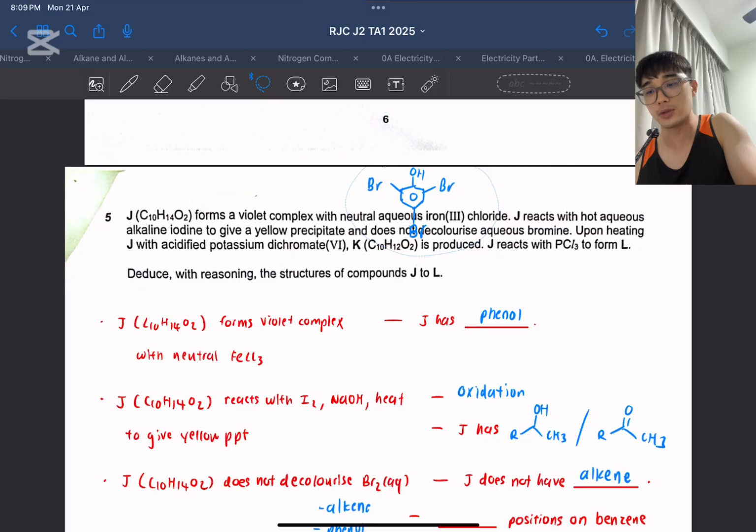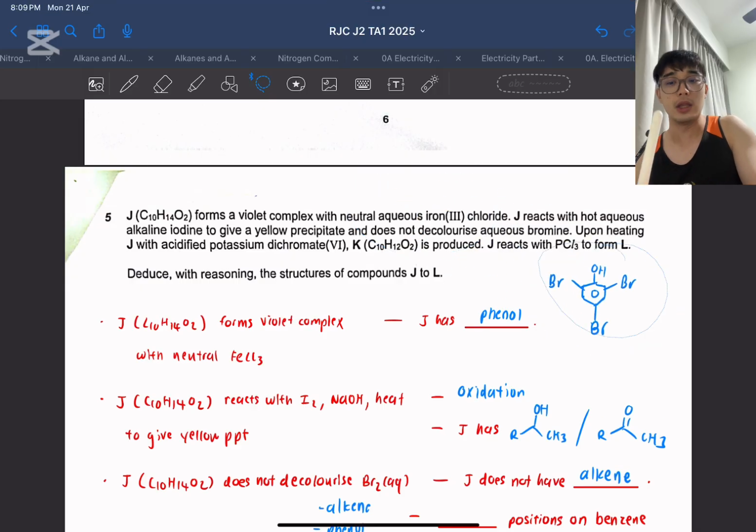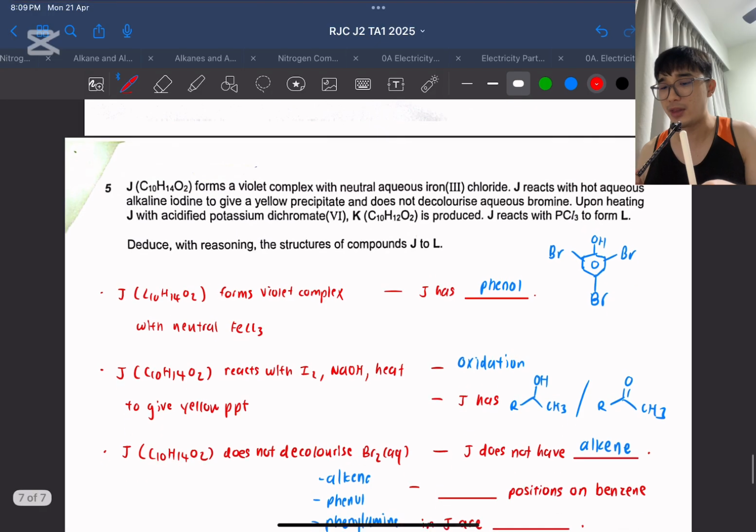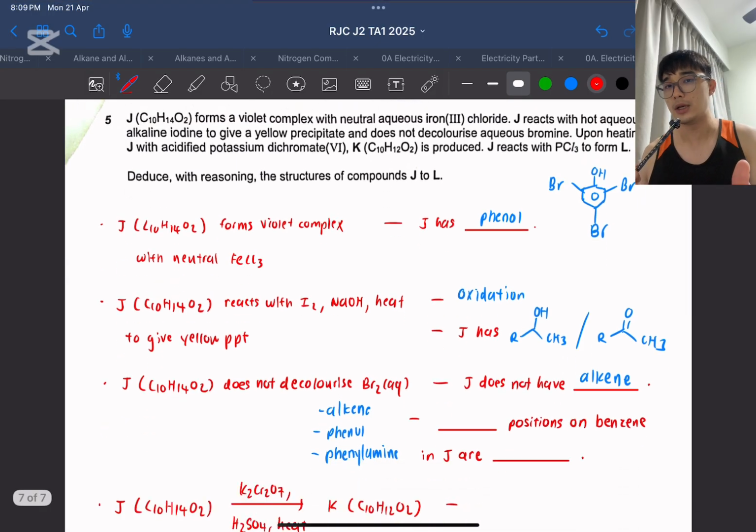Okay, you can't see it. Let me just move it down. It forms this product. What? If it doesn't decolorize, that means the phenol doesn't react with Br2 aqueous. This can only mean one thing. This can only mean that the 2,4,6 positions on the benzene are already occupied. They're already occupied by something else.